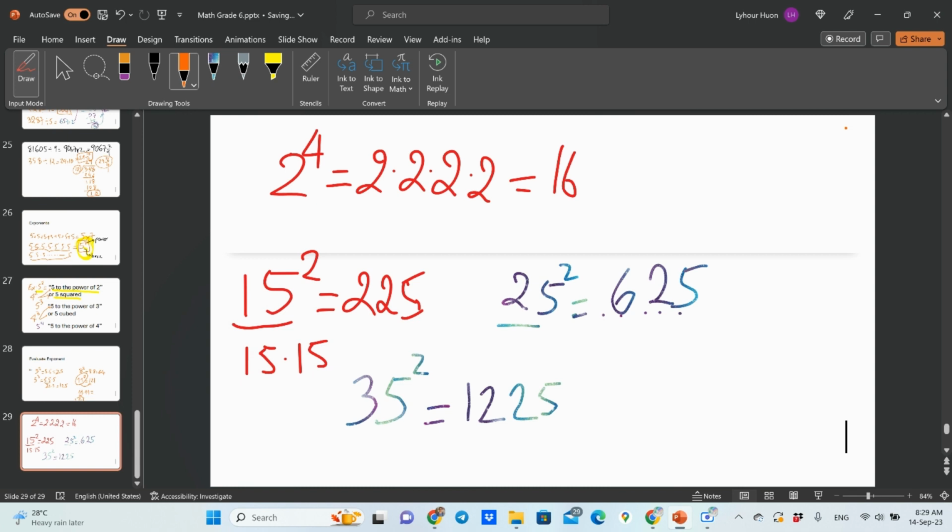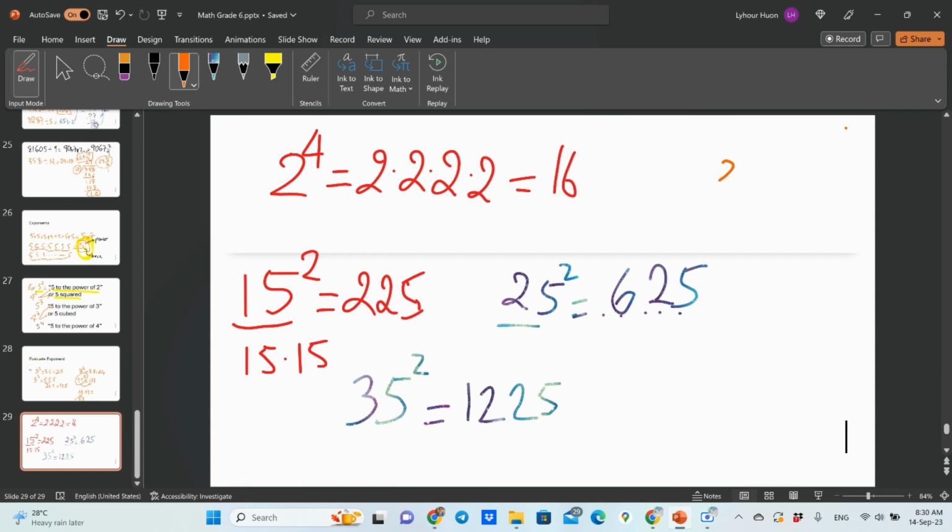Let me check this again, actually. Double check. 35 square equal to 35 times 5, 15, 16, 17, 25. Yeah, 1,200 25. Wait, I got different answers both times. The first time I got 1,125, and then the second time I got 1,225.